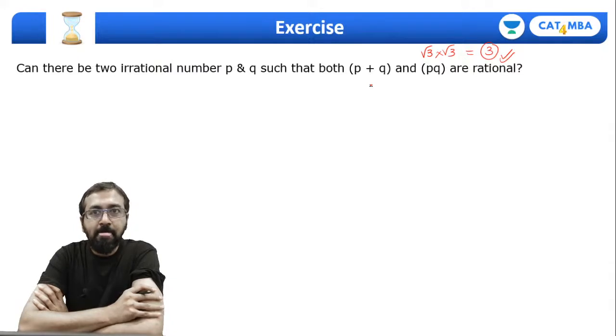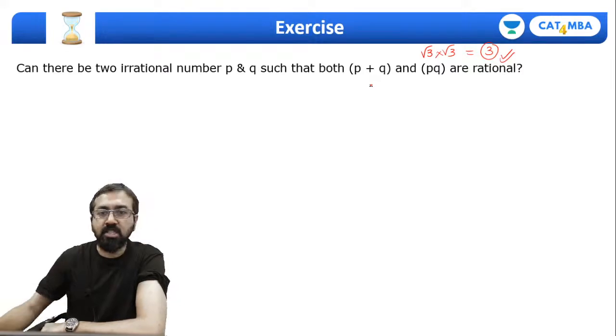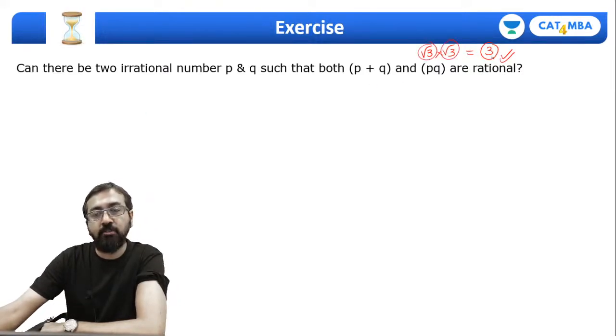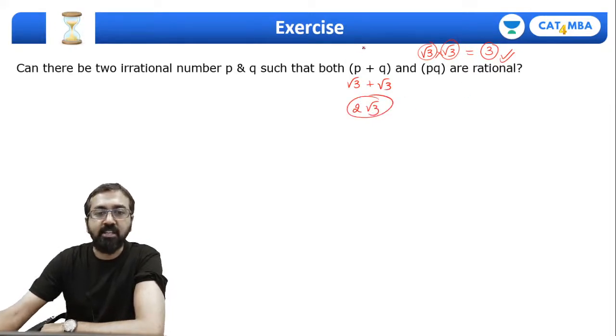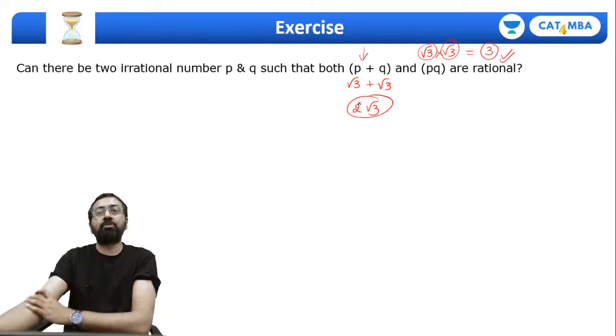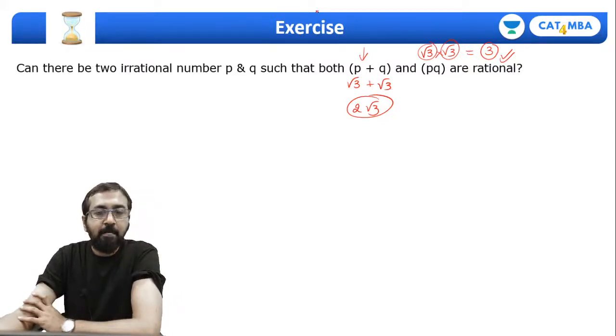What happened? Arunima, you are saying it's true. So can you tell me in which situation it's true? Because if I take P as root 3 and Q as root 3, then the result will be 3, which is a rational number. But what about this one? Root 3 plus root 3, it's 2 root 3. This is still an irrational number. Can we get a rational result over here for P plus Q? We are not getting.